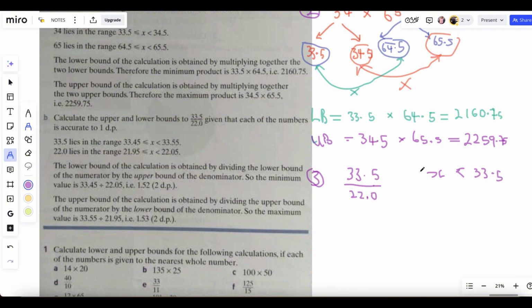And then lower bound is greater than or equal to that number. This will be 33.45. This will be the lower bound of this number. Okay, every number they give you, you use X and use the inequality for it.